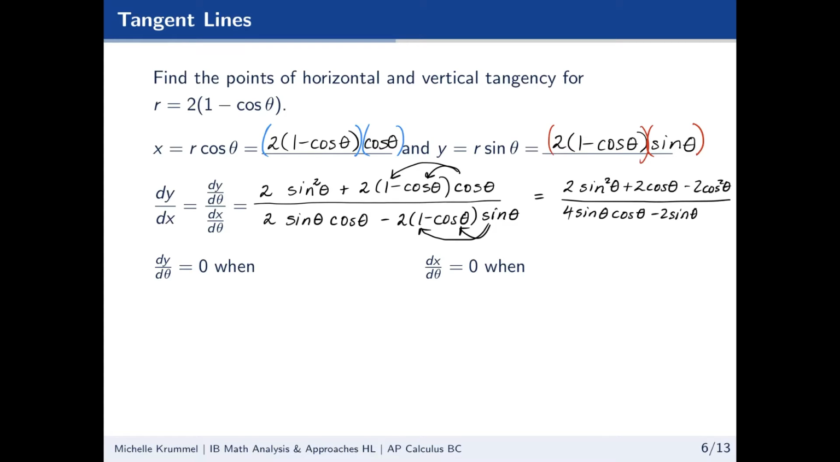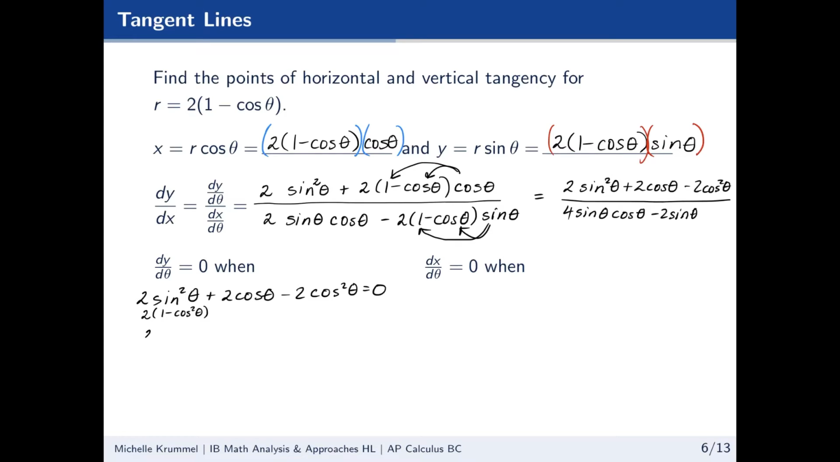All right, now we get to set the numerator and denominator each equal to 0 and solve. For dy d theta, that's the numerator, we're setting it equal to 0 and solving. So 2 sine squared theta plus 2 cosine theta minus 2 cosine squared theta equals 0. I want to rewrite this all in terms of cosine. So I can use a trig identity here. Sine squared theta is equal to 1 minus cosine squared theta. And then I would distribute that too.